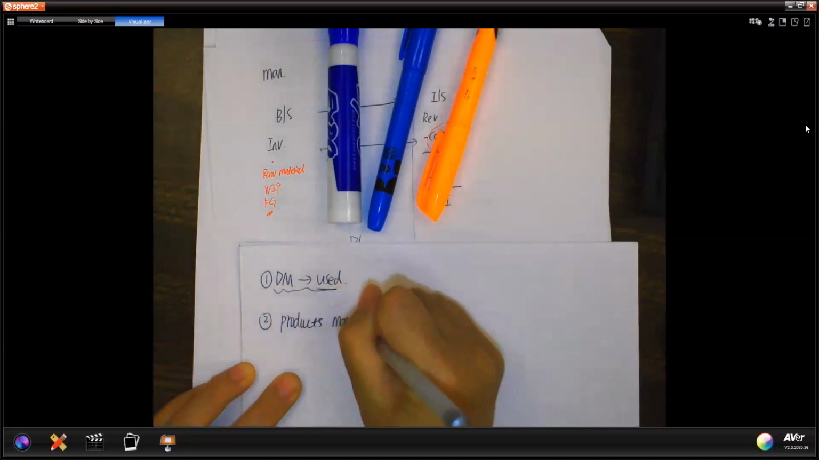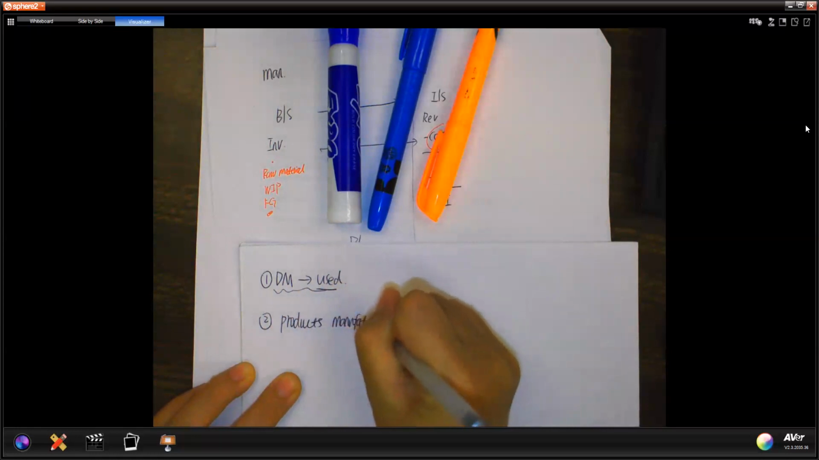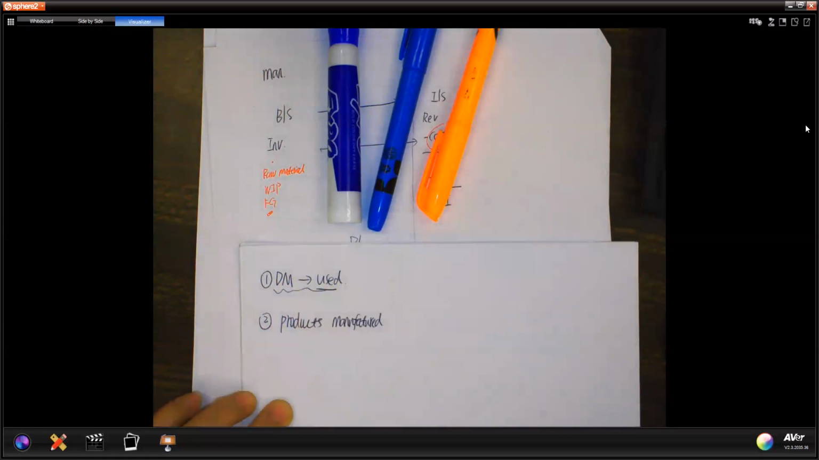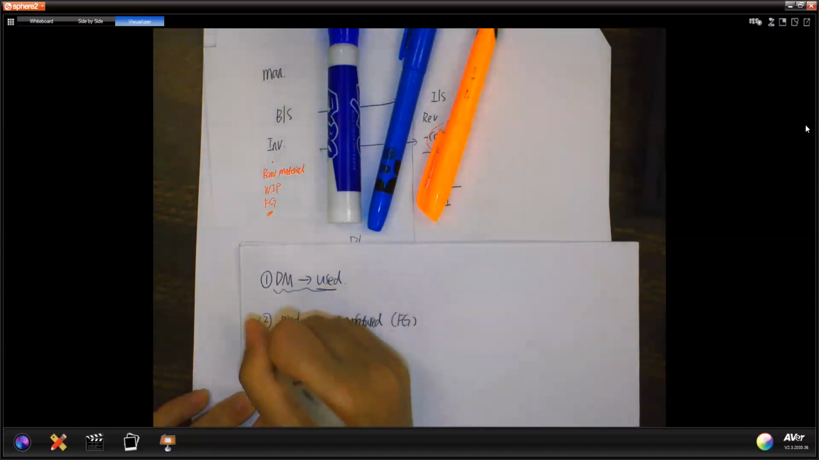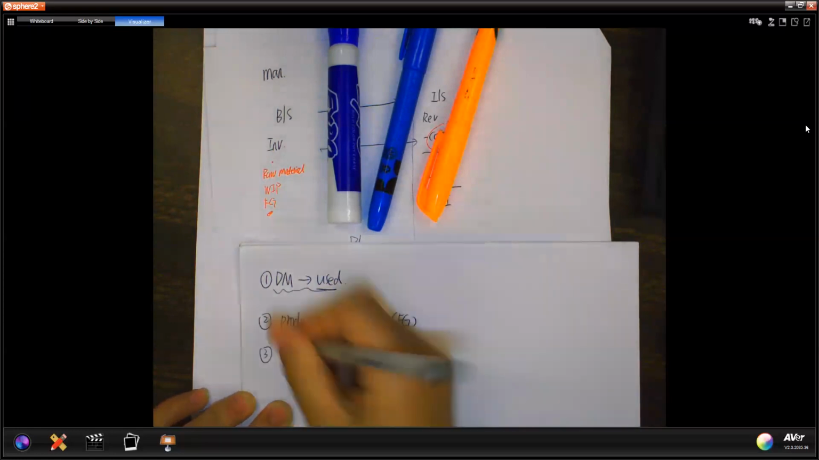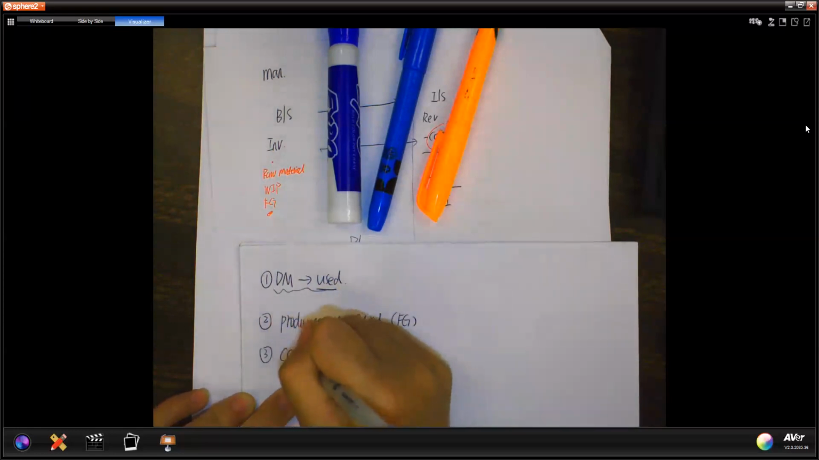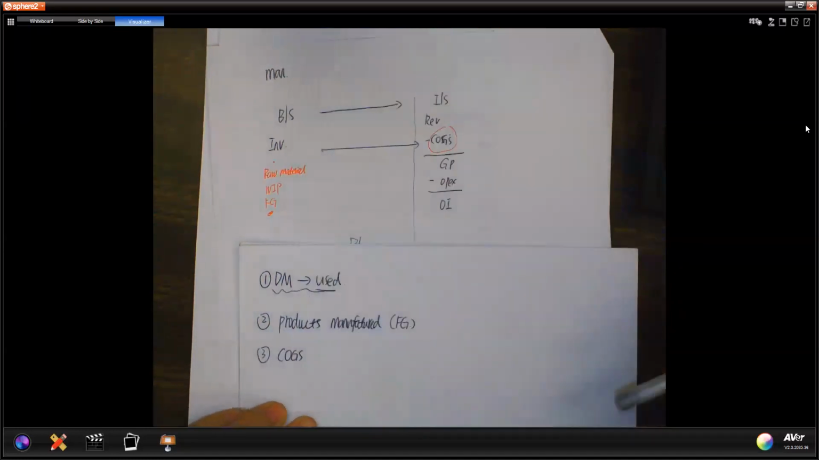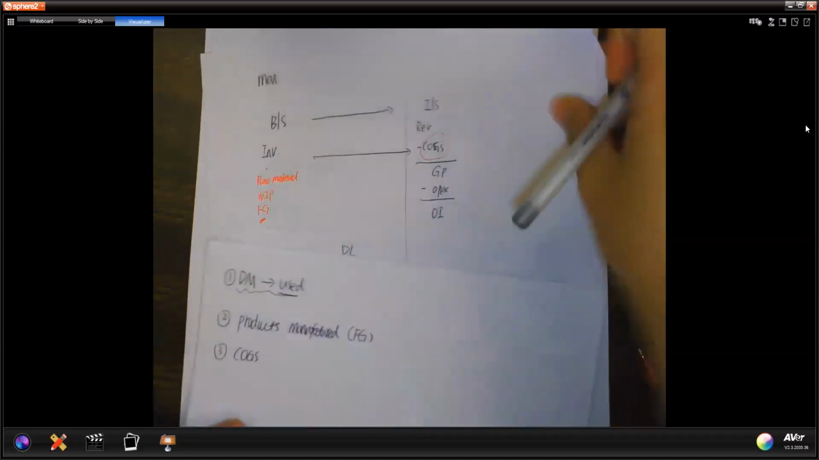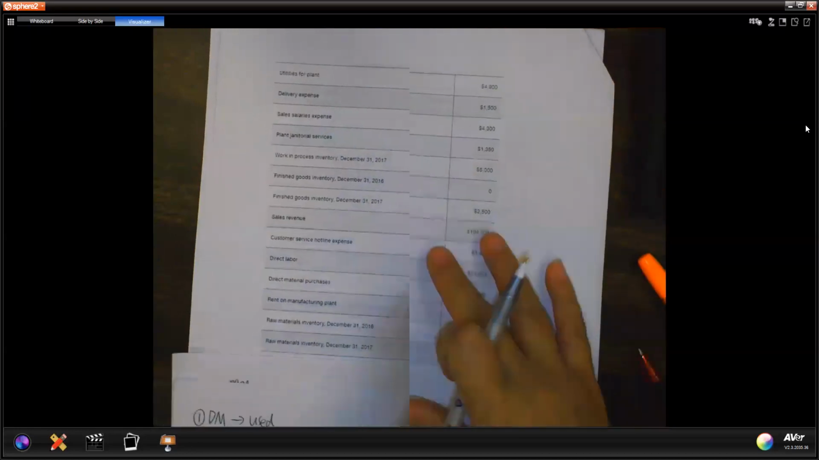So the second step is you have to calculate the products manufactured. So the products you produced, kind of like your finished goods. So you have to calculate your finished goods. And then third, from the finished goods, we calculate cost of goods sold. Okay, first one, direct material. I go through the numbers first with you, and then we go back to our 3 steps.